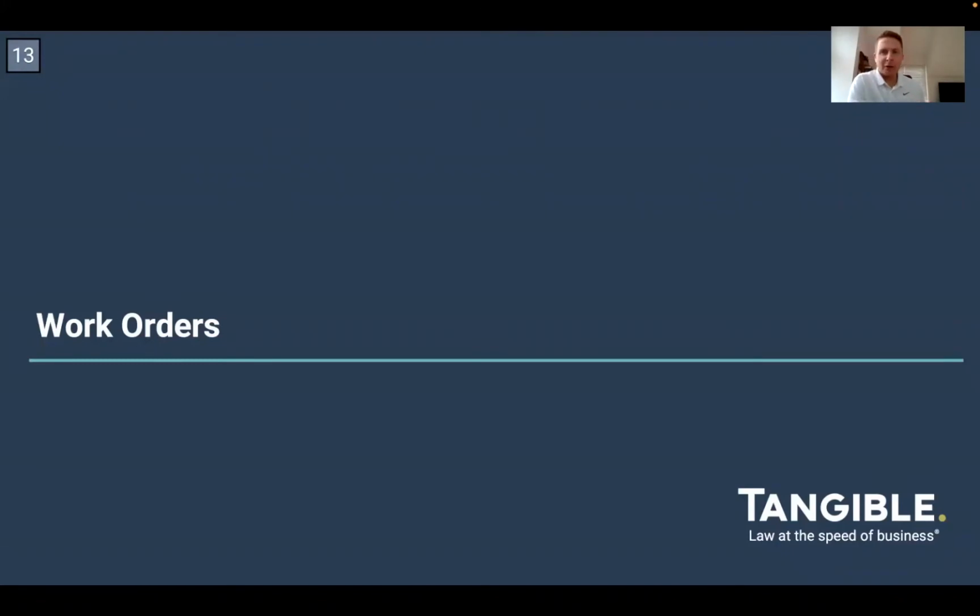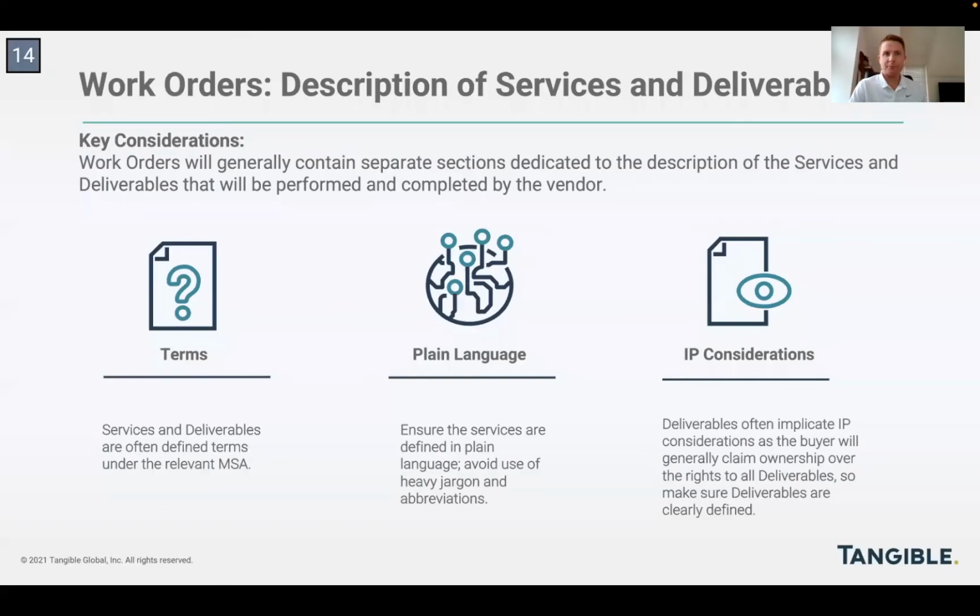So up until now, the guidance we've been covering applies to all types of order forms, be that work orders, SaaS orders, software orders, or equipment orders. But the next several slides that we'll present apply specifically to work orders. As a reminder, the category of agreement that we're defining as a work order is an order form for professional services. And in an order form for professional services, it's important to consider the following.